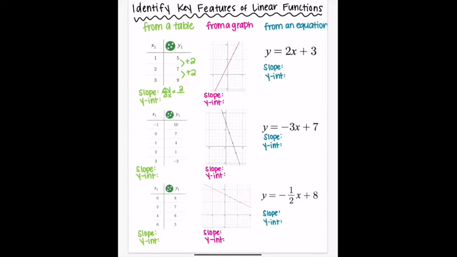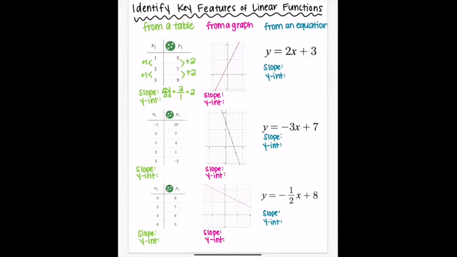Now the change in x, how does that happen? From 1 to 2, that's going up 1. And from 2 to 3, that's also going up 1. So that's a constant change of 1. So the slope for this linear function represented as a table is 2 over 1, and that simplifies to 2.